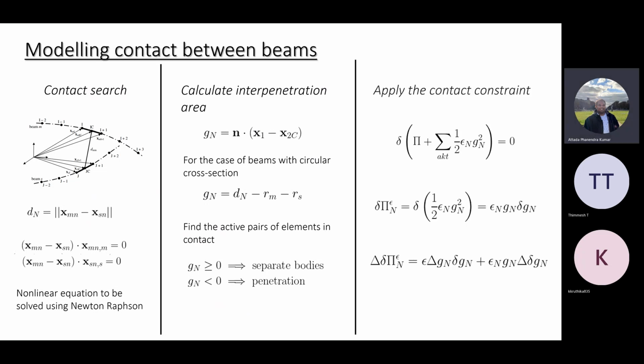And then we apply the constraint. Basically, this eventually leads to a Kuhn-Tucker condition, which is very famous in optimization literature. And now the simple thing is, Pi is the energy of the beam. Now we add the contact part, which is added as a penalty parameter.